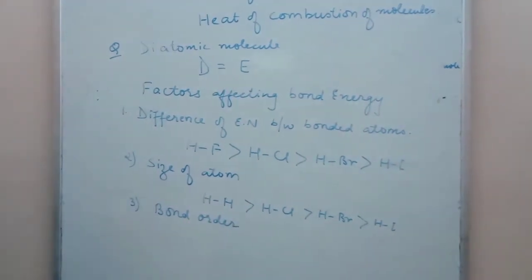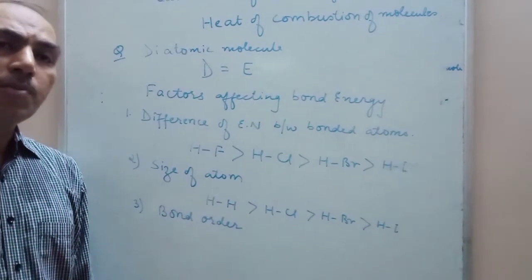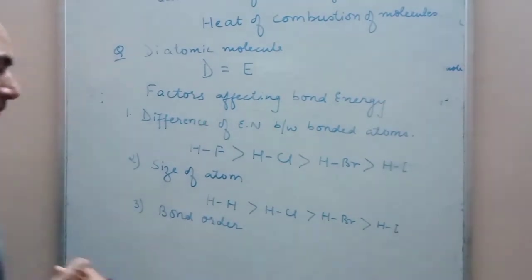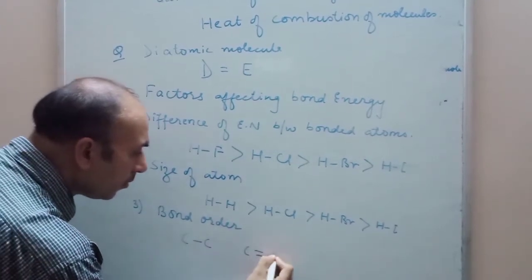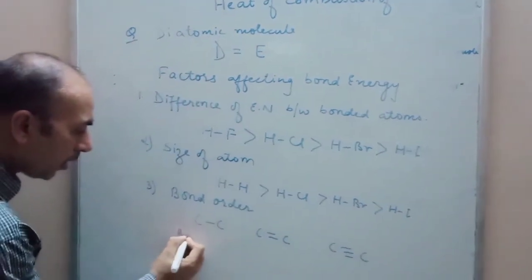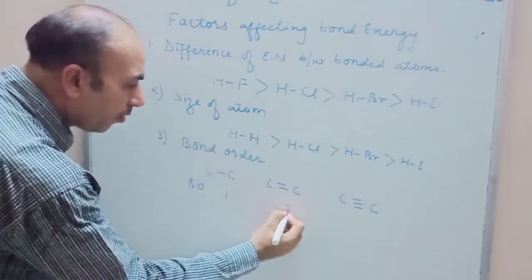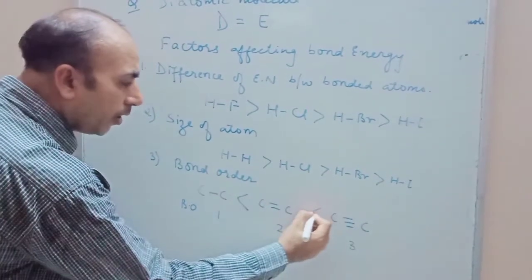Bond order. We know that the number of bonds in a molecule is called bond order. More is the bond order, more is the bond energy. See, bond order in case of single bond is 1, in case of double bond it is 2, in case of triple bond it is 3, and this is the order of bond energy.